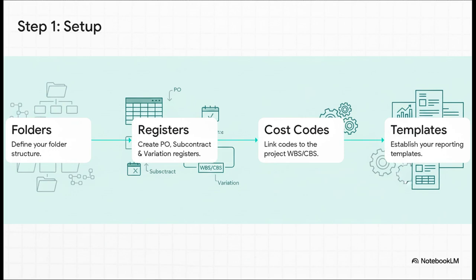Before you even think about looking at an invoice, you need to build your digital workspace. We're talking about a logical folder structure, all your key registers for tracking things like purchase orders and variations, and this is a big one, linking your cost codes to the project's cost breakdown structure. This isn't just busy work. You're building the engine for your entire cost control system.